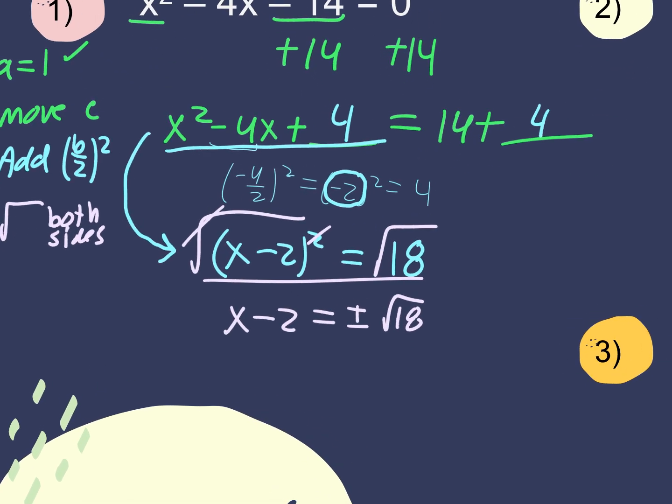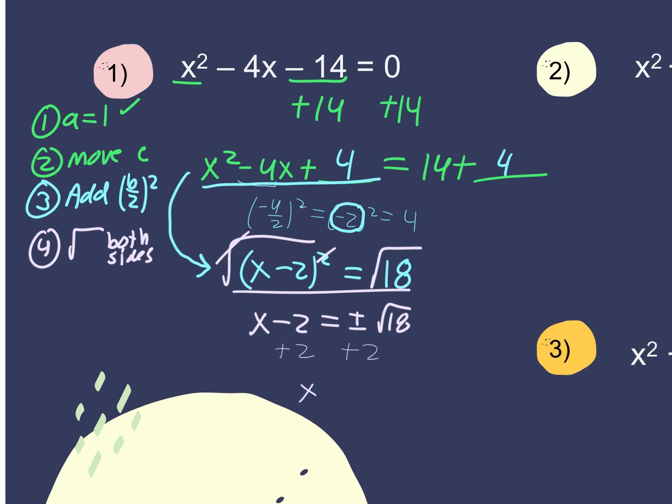All right, so there's a couple ways we can go about it now. We can start by getting the x by itself. So to get the x by itself, very simply, I'm just going to add the 2 to both sides. So I'm going to add 2, and then I get x equals 2 plus minus the square root of 18. Can I do anything more to that? Okay, nothing more to this, right? This is going to stay fully simplified.